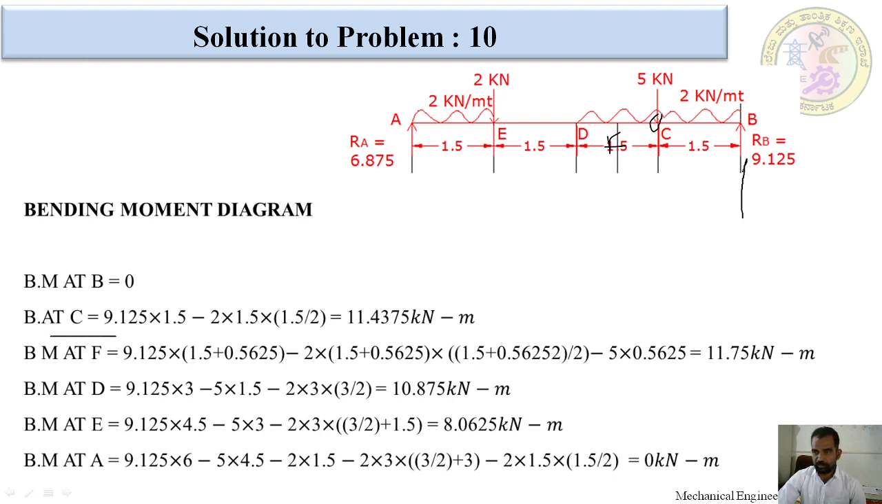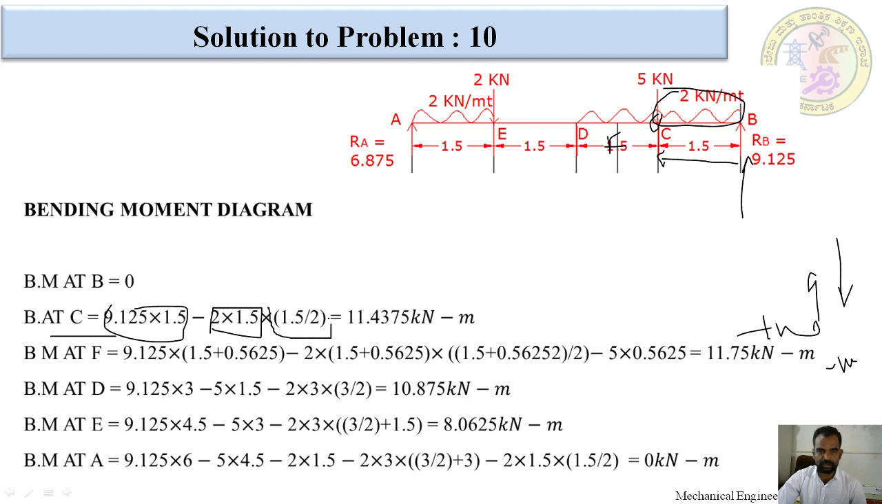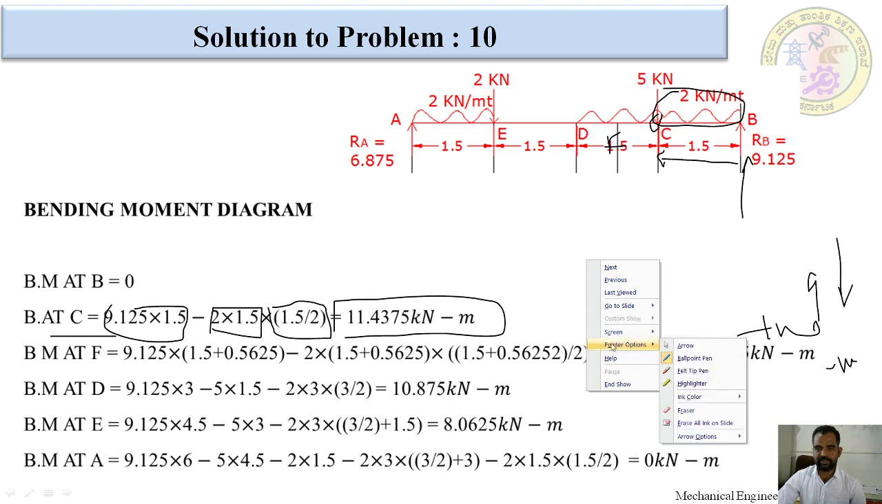First load is an upward load. In bending moment calculation, upward force is taken as positive and downward force is taken as negative. This upward force, up to this distance we have to take, because I am going to calculate C point only. How much? Positive 9.125 into 1.5. After that, this much UDL we have to consider: 2 into 1.5 is the conversion of UDL into a point load, and half of the distance, 1.5 divided by 2. This completes the calculation at C point. The value we got is 11.4375 kilonewton meter. This completes the problem at section C.